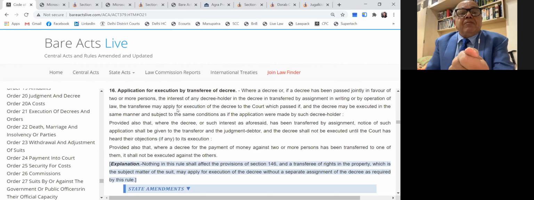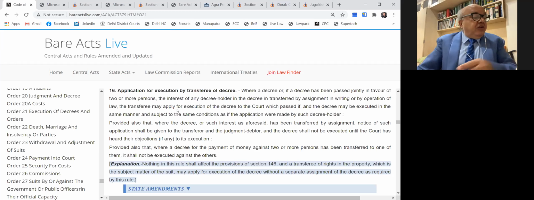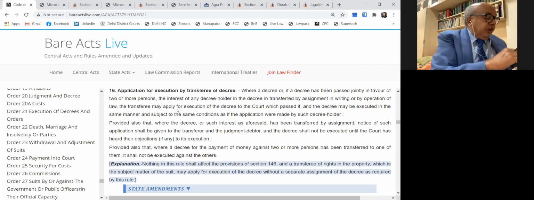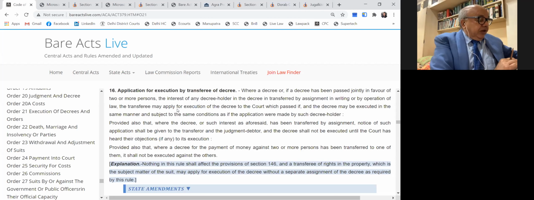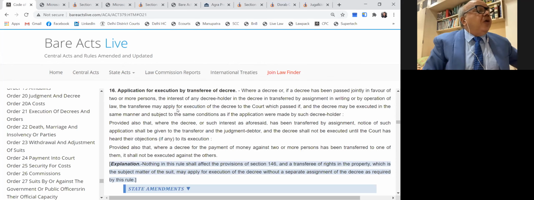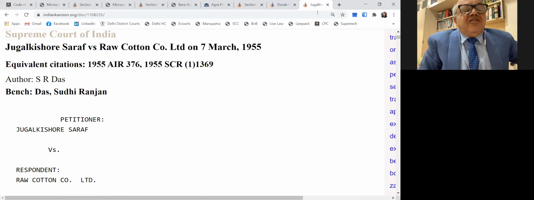So when you have purchased the property, the Supreme Court construed whether, in the operation of law, and how many types of decree there are, how it can be enforced, whether it is an equitable transfer or whether it is permissible for the court to allow such an order. This came up for consideration in Jagal Kishore versus Raw Cotton Company's case. I would like to discuss this lengthy judgment.